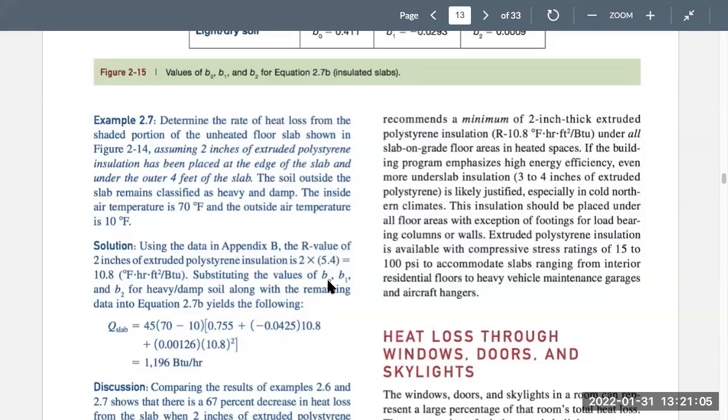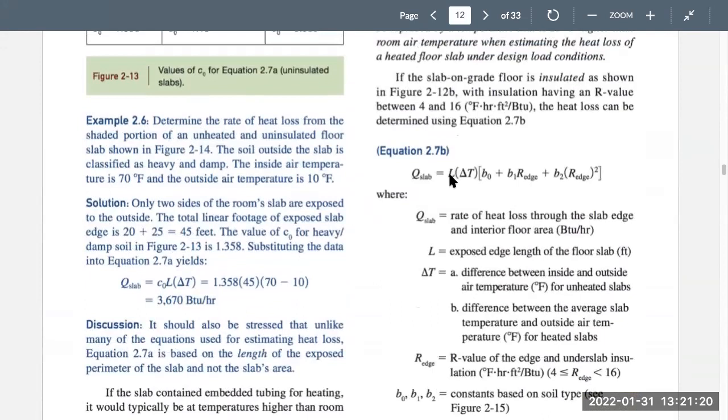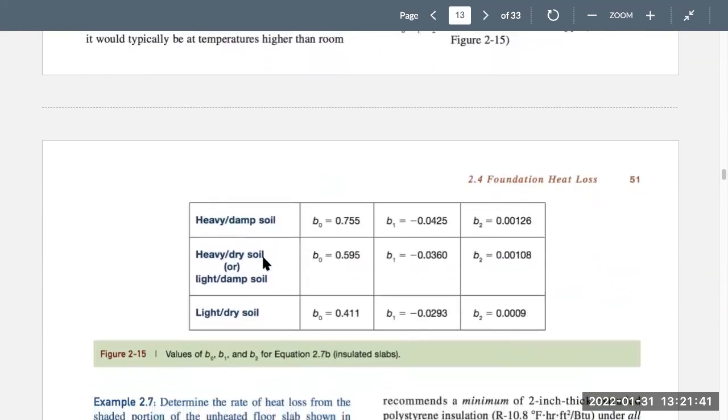Now we've got to substitute in our values of B subscript 0, B subscript 1, and B subscript 2 for heavy damp soil. So we still have our length. When we scroll back up here, it's telling us to do our length. Our length is still going to be 45 because we're looking at the same slab. Then we have the temperature differential, which will be 60 minus 10. We do those first, and then we have to plug in the rest of these multipliers.